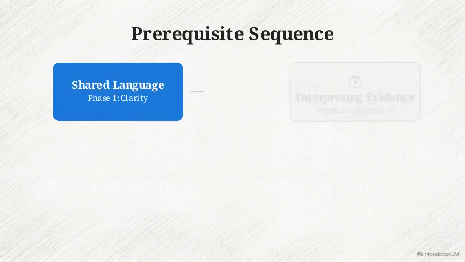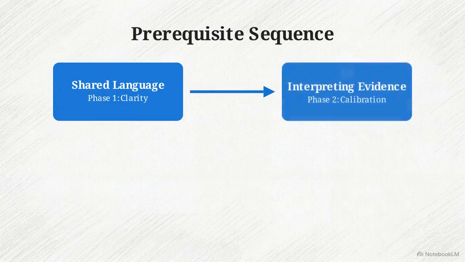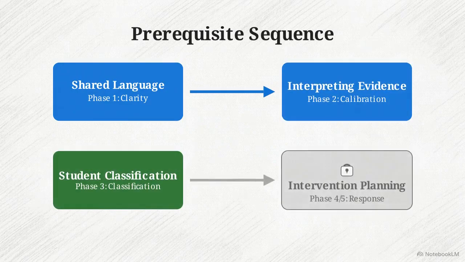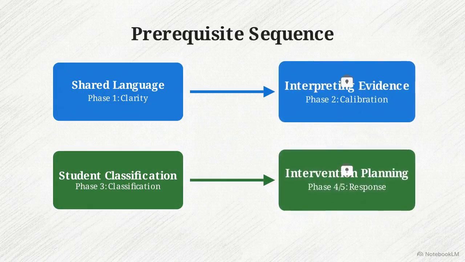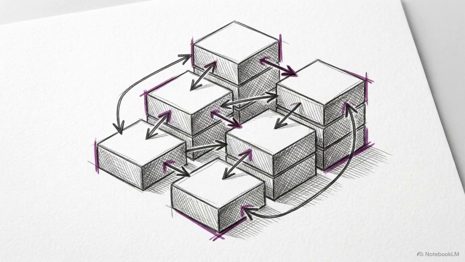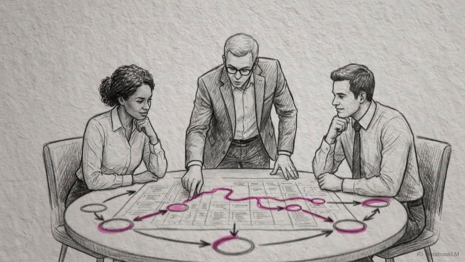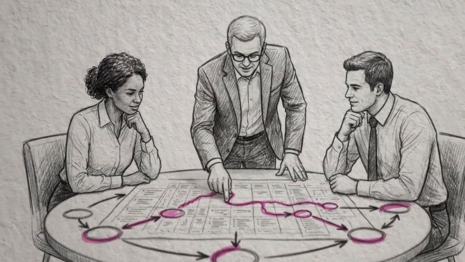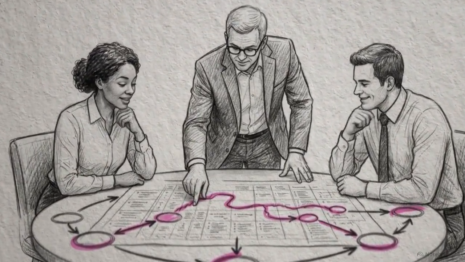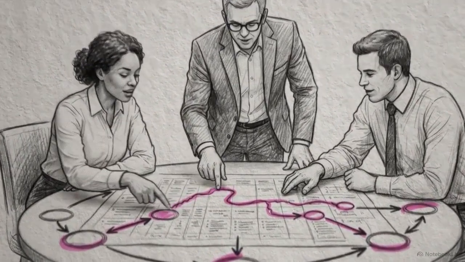The success of the rollout depends on the sequence. Shared language must be established before interpreting evidence, and student classification must occur before intervention planning. Because each phase creates the foundation for the next, following the full sequence is necessary to reach the final end-state targets. By following this architecture, leaders provide teams with the technical tools to identify specific learning barriers and adjust instruction while the unit is in progress.